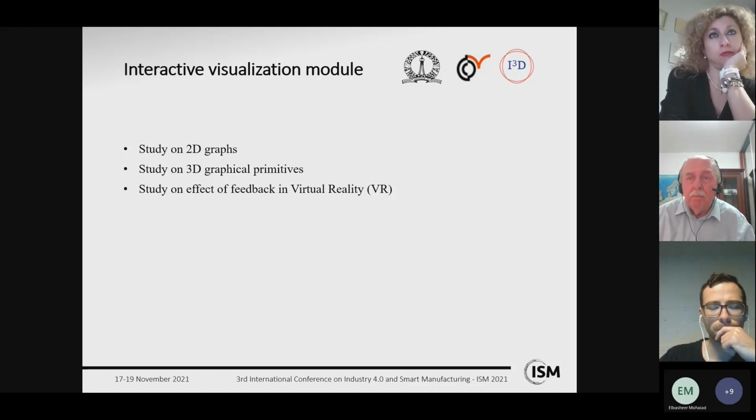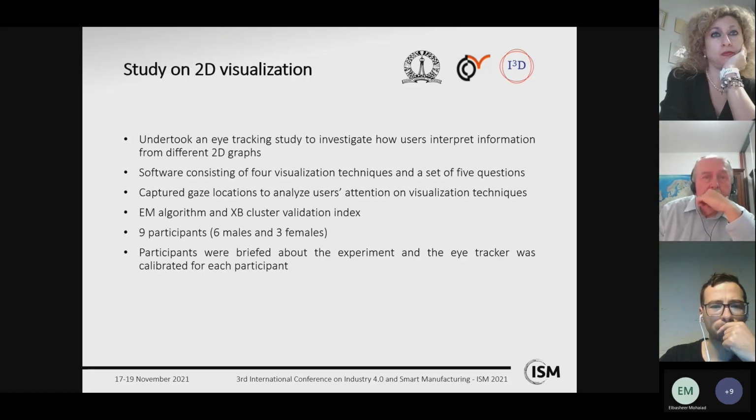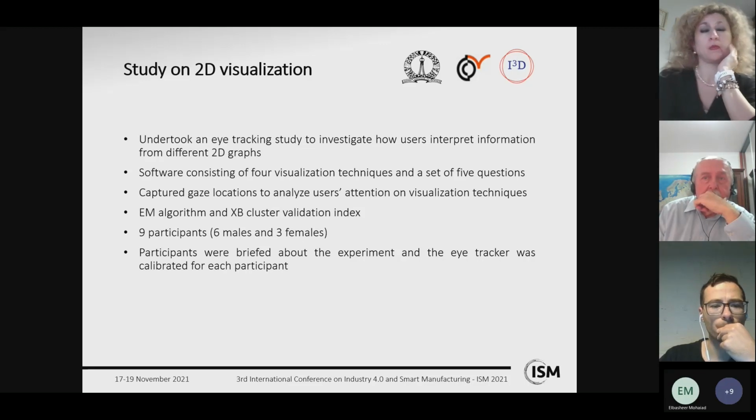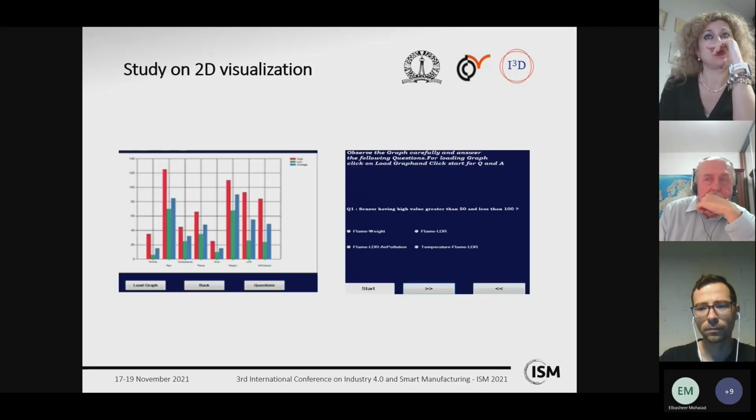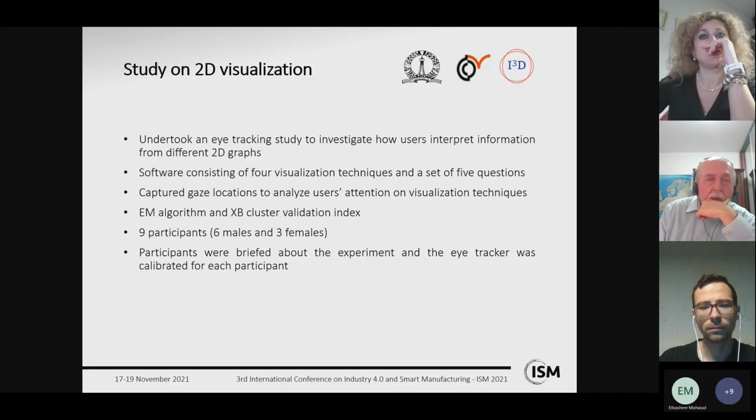So we undertook a study to explore the effects of feedback in VR. Our first study is on 2D visualization. We undertook an eye tracking study to investigate how users interpret information from different 2D graphs. We first developed software consisting of four visualization techniques and a set of 5 questions. As you can see, this is the interface of the software. We considered bar graph, line graph, radar graph, and area graph.